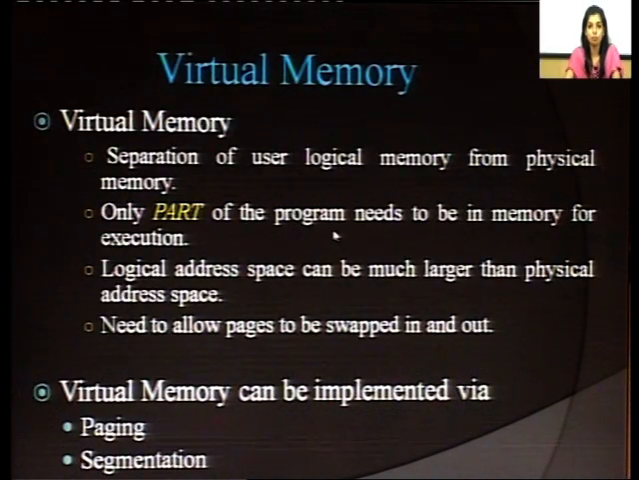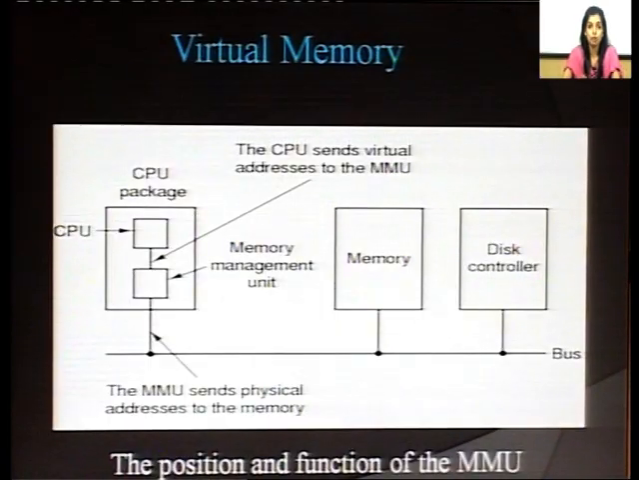Only part of the program needs to be in memory for execution. Logical address space can be much larger than physical address space. We need to allow pages to be swapped in and swapped out. Virtual memory can be implemented via paging and segmentation. Virtual addresses are generated by the CPU and managed by the memory management unit, and the memory management unit sends a physical address to the memory to locate the particular address.